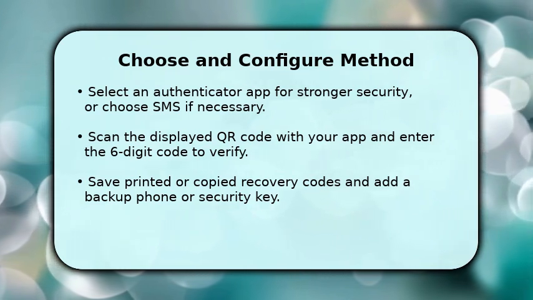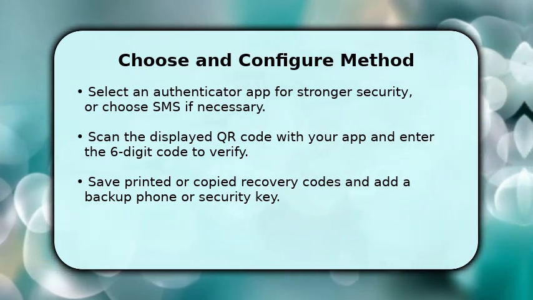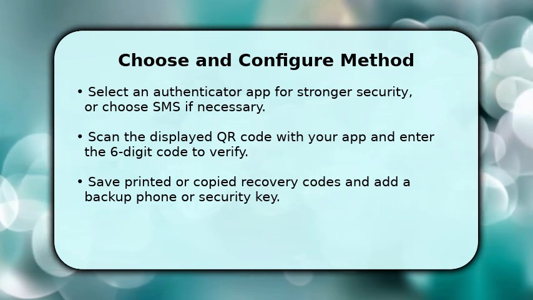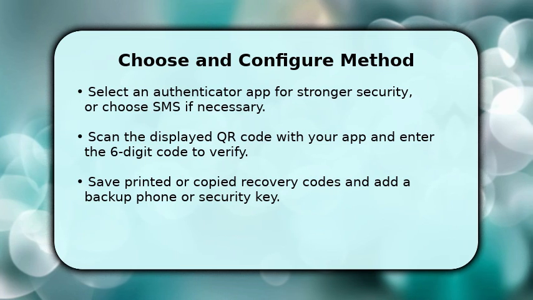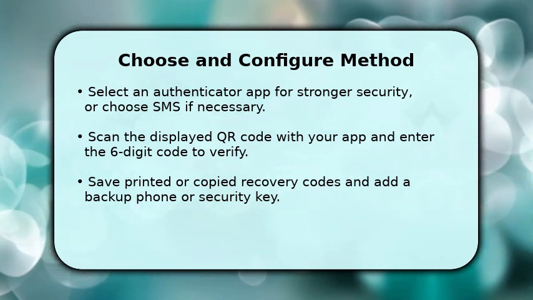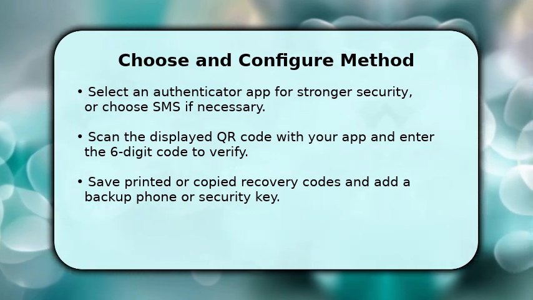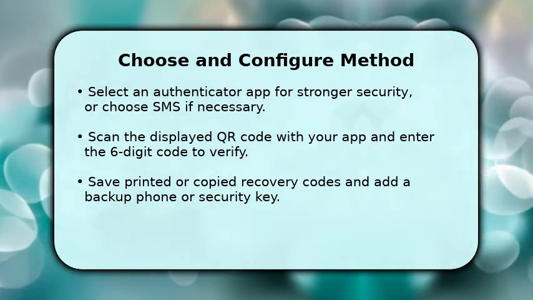Authenticator app gives stronger protection than SMS, so prefer that when possible. After selecting Authenticator, open the app, scan the QR code Facebook shows, and then type the 6-digit code back into Facebook to confirm. Make sure to copy or download the recovery codes Facebook provides and store them securely.